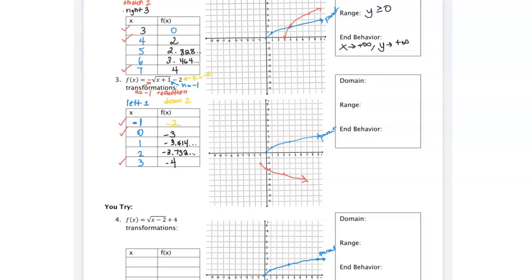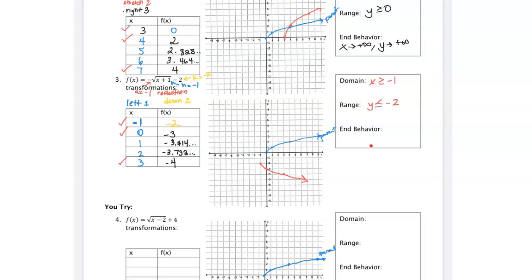All right, and here's our graph. As far as the domain, that's all of the possible x values. Well, our x values, we don't go any lower than our negative 1. So therefore, x is greater than or equal to negative 1. As for our range, that's our possible y values. Our highest y value is a negative 2 and everything below it. So then our range is y is less than or equal to negative 2.